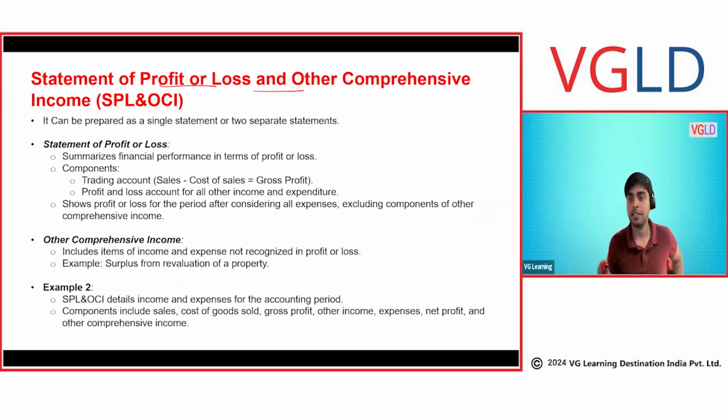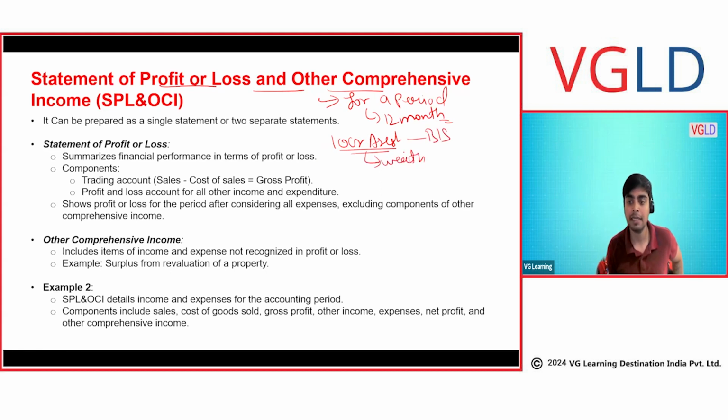Statement of profit and loss. Now we understood that the balance sheet is as on a date, but the statement of profit and loss, and what is other comprehensive income, we'll learn in a moment. Profit and loss is for a period, let's say 12 months. Mostly it's a 12-month period. Let's say I have 10 crores of assets. This represents my wealth, so this would be coming under the balance sheet.